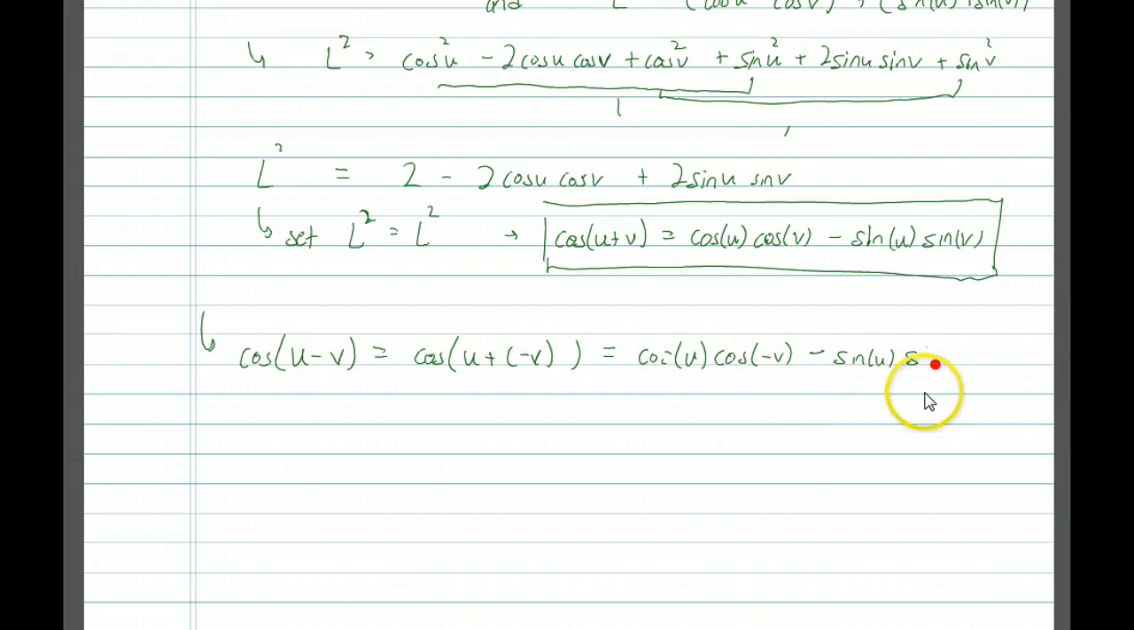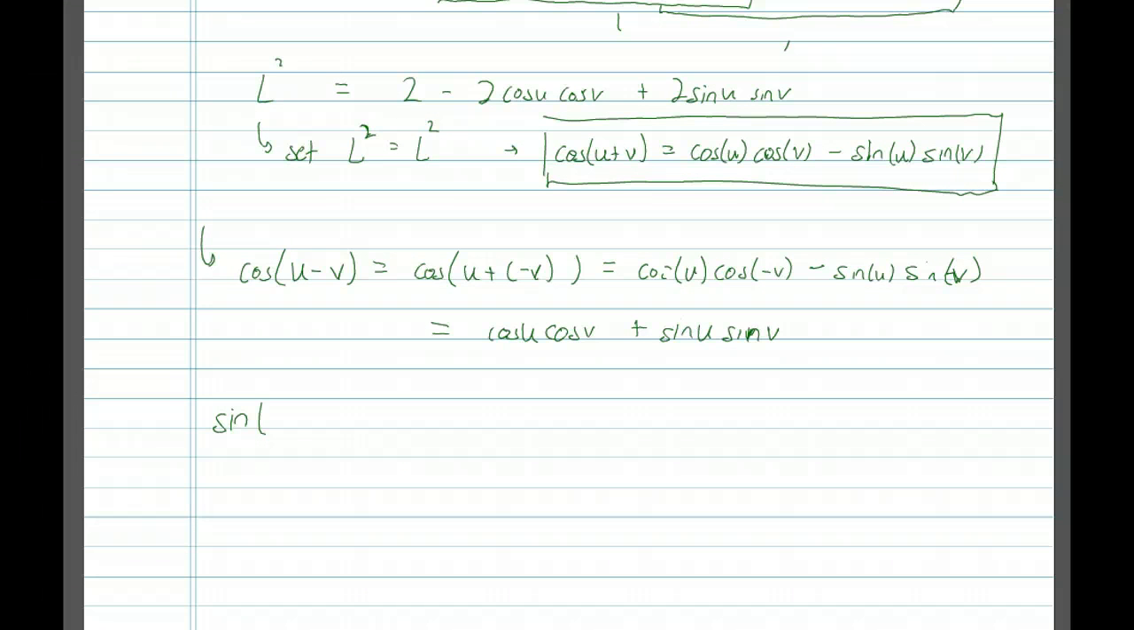in the sum formula for cosine, and then use our even-odd properties again. So this is going to be the same as cosine v in the first term there. This is going to turn into the negative of sine of v, which combines with our subtraction, flips it to addition, and that gives us our difference formula for cosine. That is, the cosine of the difference of two angles is cosine u cosine v plus sine u sine v.